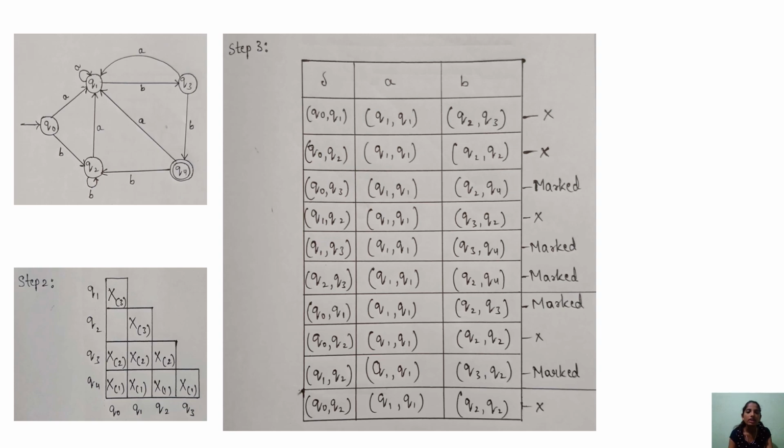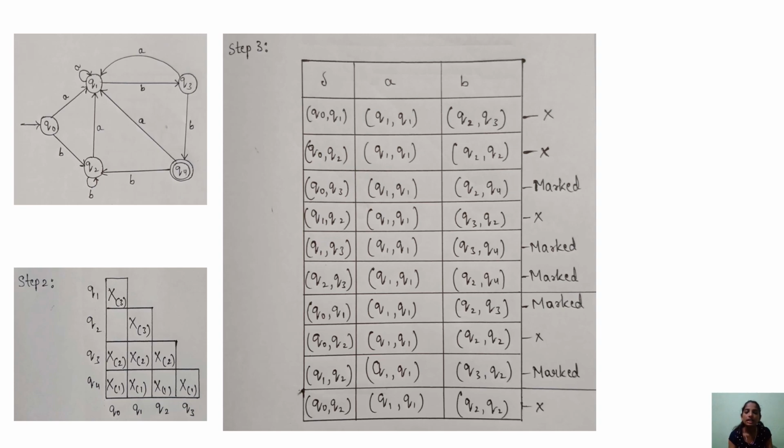In the same way, we'll check all the unmarked states in the table. If we consider Q0 and Q3, on giving A both enter into Q1 itself, and on giving B they enter into Q2, Q4. Here in the table Q2, Q4 is marked. So we'll also mark Q0, Q3. In the same way we'll check all the states and mark them. So in the end Q0, Q2 will be left over as unmarked states.